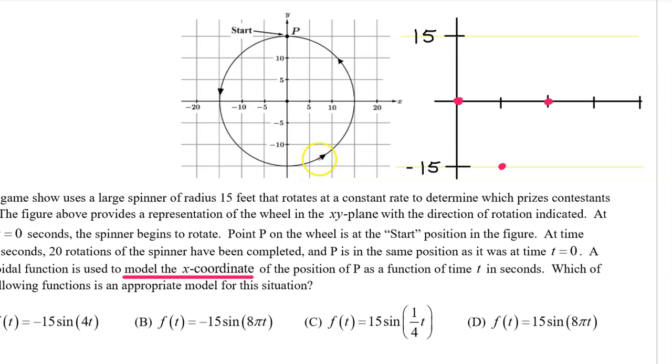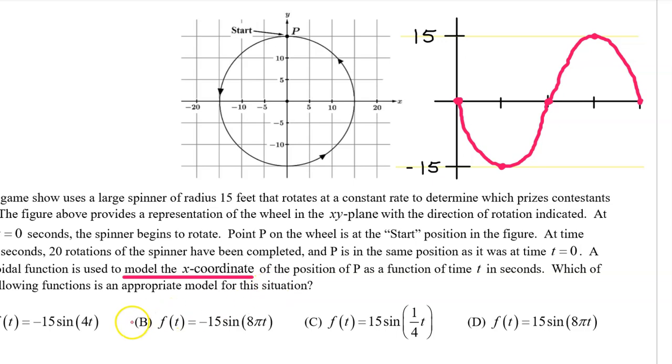As the rotation continues, eventually point P will reach this location, which has an x value of positive 15. And then as the rotation continues back to the starting position, the x-coordinate is back to 0 again. As you can see, the values of the x-coordinate decrease and increase in this upside down sine curve pattern.